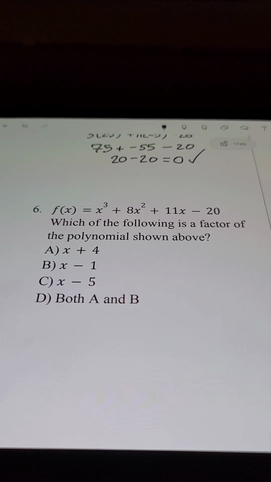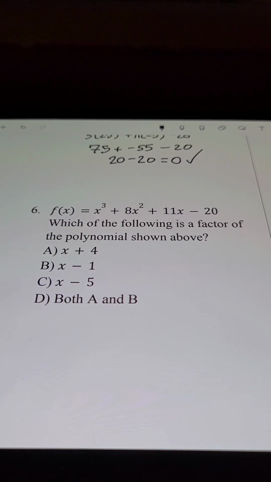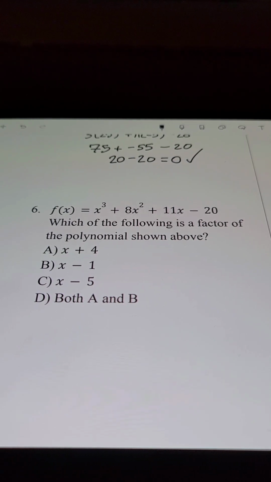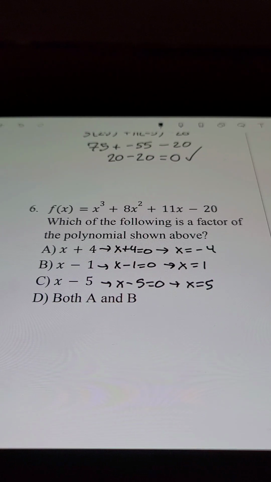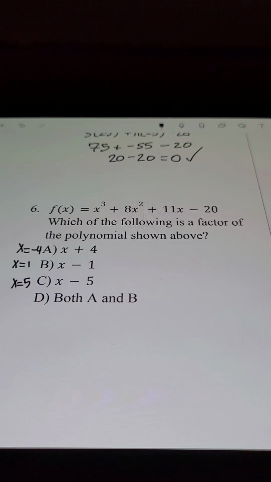Okay, pause to read number 6 if you haven't already. So to know whether each answer choice is a factor of the polynomial above, we need to first set each of the answer choices equal to 0 and solve for x. So when I do that, this is what I get for each of the x's for the answer choices. Now I need to plug in each of those x values to see if that makes the entire function equal to 0. Because if it ends up equaling 0, that means that the corresponding answer choice is in fact a factor of this polynomial. So let's see if A is correct by plugging in -4 for x.